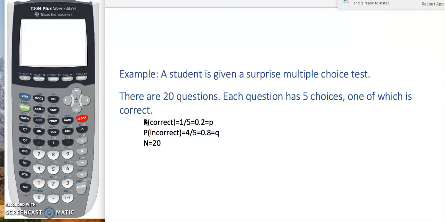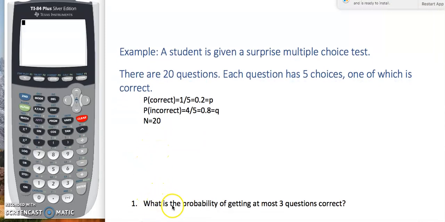Remember, in the previous example, we discussed what the probability of success was. In this case, the probability of getting a single question correct is 1 out of 5, or 0.2 as a decimal, and that was our lowercase p. The probability of failure, or getting the question incorrect, well, there were 4 incorrect choices out of 5 total, so 0.8 as a decimal. And our fixed number of trials, our n, was 20.